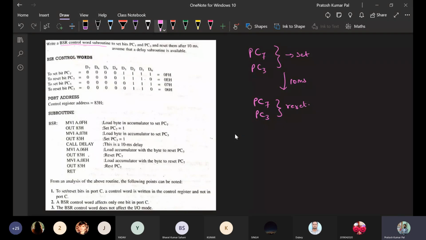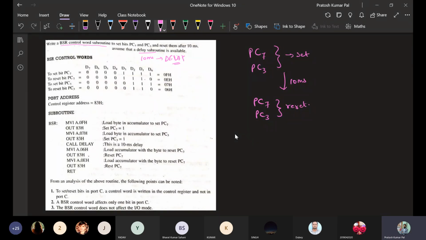Here assume that a delay subroutine is available, that means a 10 millisecond delay subroutine is available. So we will be directly using the subroutine, meaning there is a program already written for the delay. So the subroutine will be used as the 10 millisecond delay.